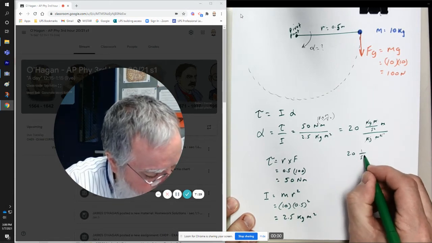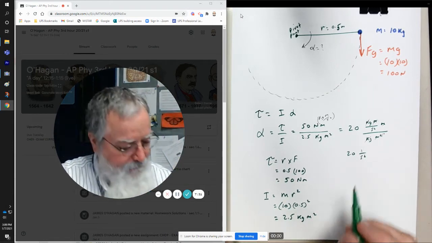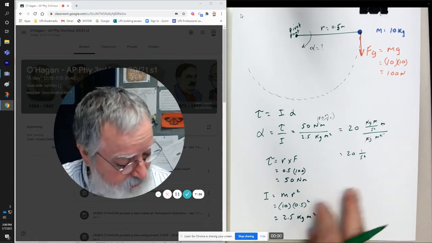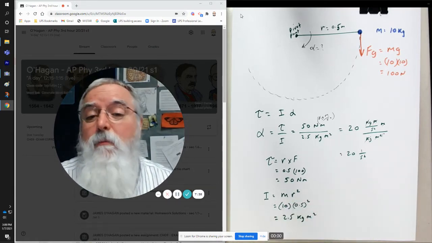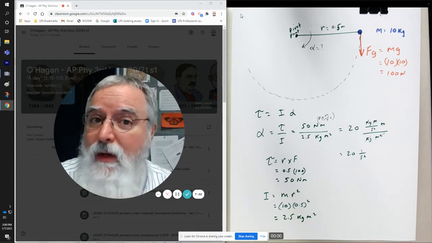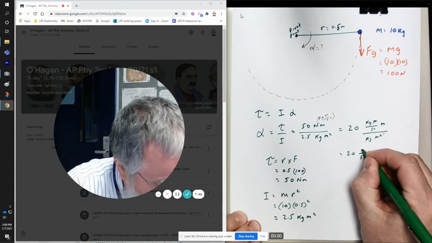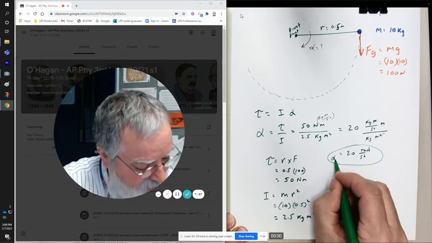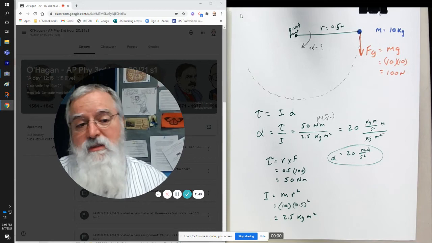So this ends up being 1 divided by second squared. All right. Oh, yeah. That's the units for an angular acceleration. But let's agree to lie and call them radians per second squared. So it's radians per second squared. Okay. So that's my angular acceleration. Nicely done. Easy peasy lemon squeezy.